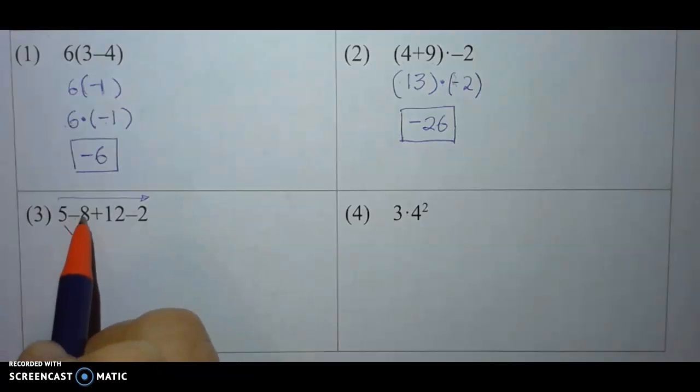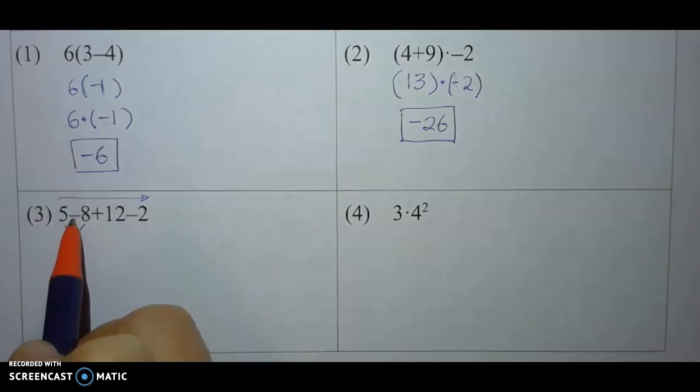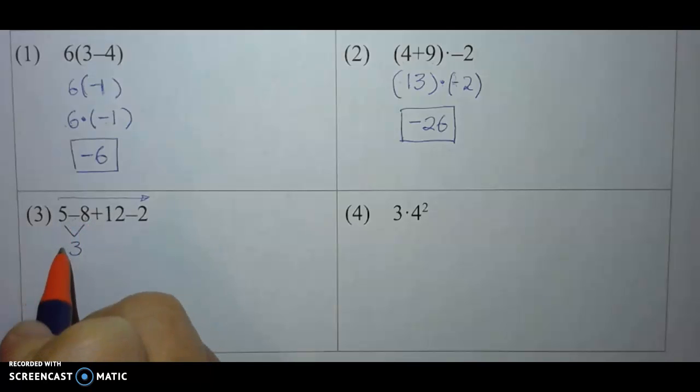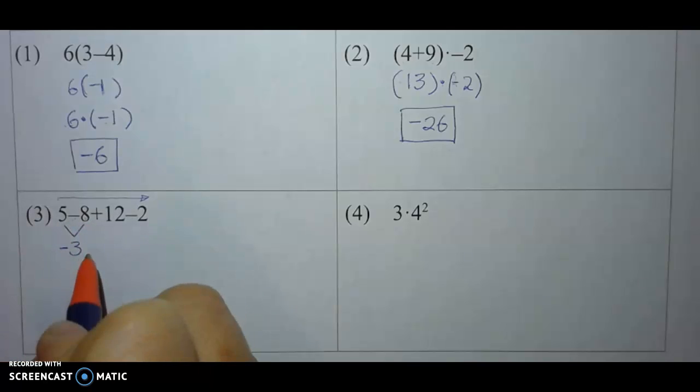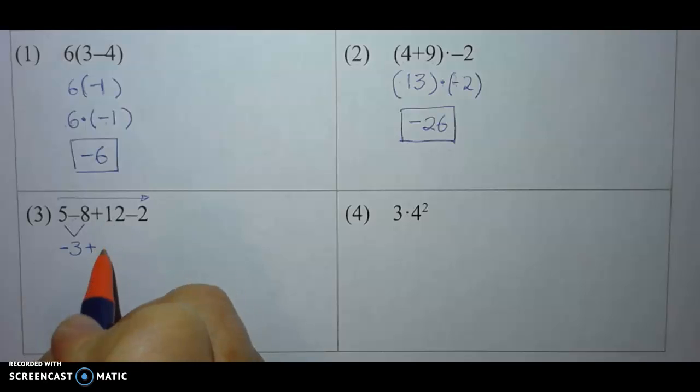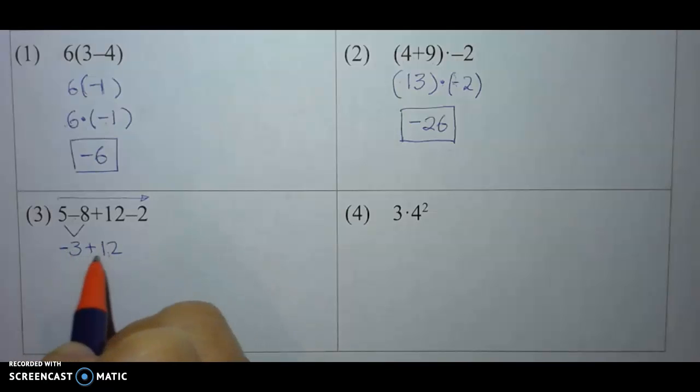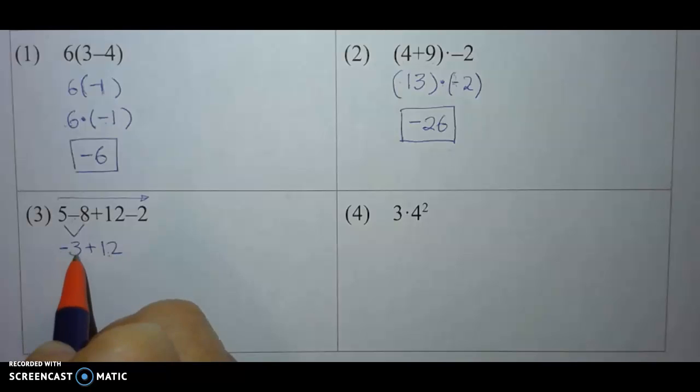What is the bigger number between 5 and 8? 8 is a bigger number, right? And the sign that belongs to 8 is negative, so the answer is going to be negative 3. Now we're going to bring down this 12. Negative 3 plus 12. What's negative 3 plus 12? Again, we are adding two numbers with opposite signs, so that means we are going to find the difference between 12 and 3.